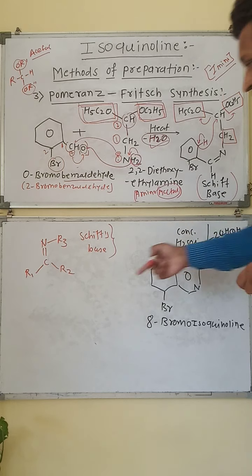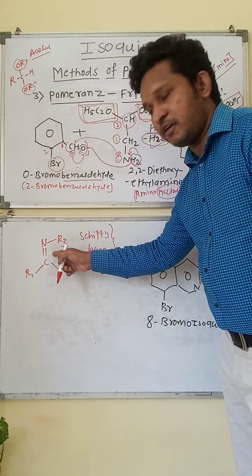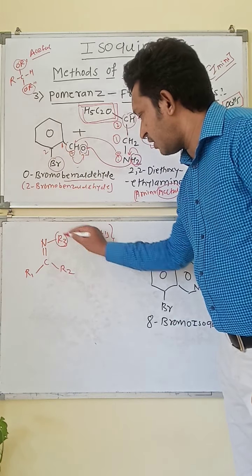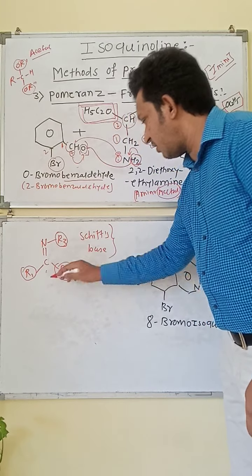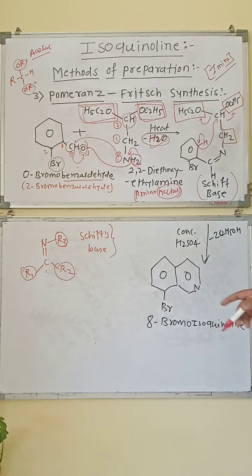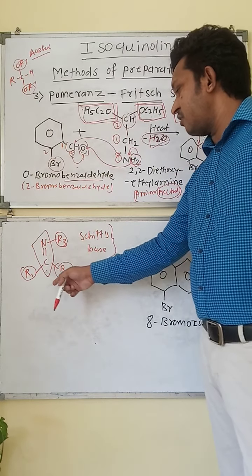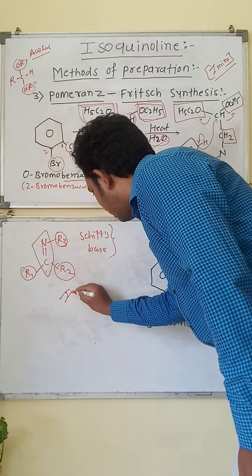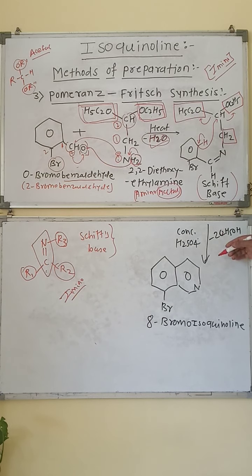We can represent the Schiff base here as a carbon-nitrogen double bond. Carbon is attached to nitrogen by the double bond, and nitrogen has one alkyl group, and carbon has an alkyl group or hydrogen or another alkyl group. This structure is called the Schiff base, and this is the general formula for representing the imino group.